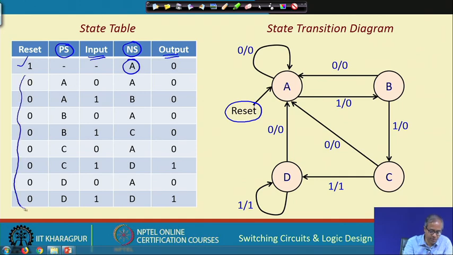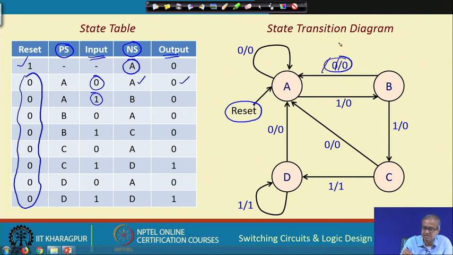So, when the reset is 0, which is the normal mode of operation, there the inputs are coming one by one. Now, you see this table. So, when you are in A and the input is 0, according to this diagram, you remain in A with output 0, 0/0. Well, if you are in A, but the input is 1, that means you are taking this path. No, sorry, not this, this path. So, the input is 1 and the output is 0 and you go to state B. So, state B with output 0.